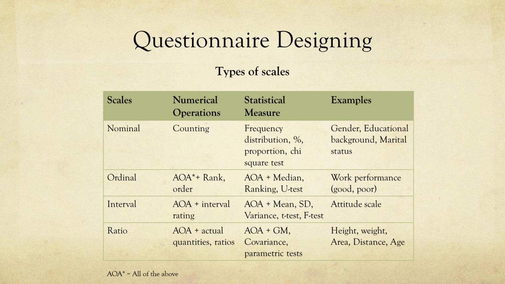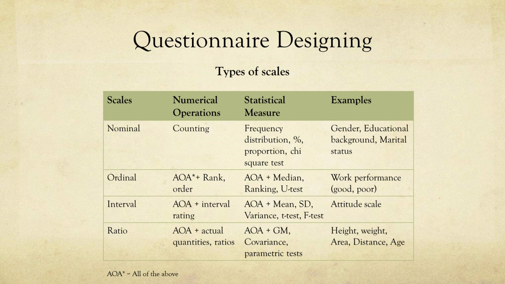Example would be if you ask what is a gender, so it can be male, female, third gender. So you are actually counting the number of males there, the number of females there, or you are asking the marital status. So you're counting the number of single people who responded, the number of married people, the widowed, or maybe the divorcees. So you are actually counting them. This is called a nominal scale.